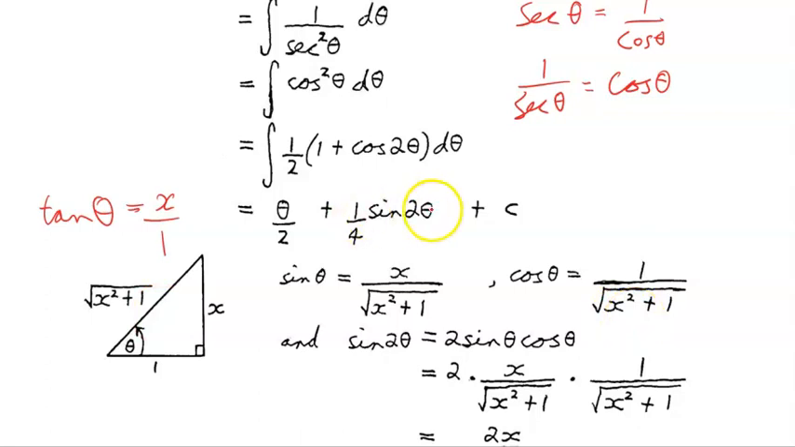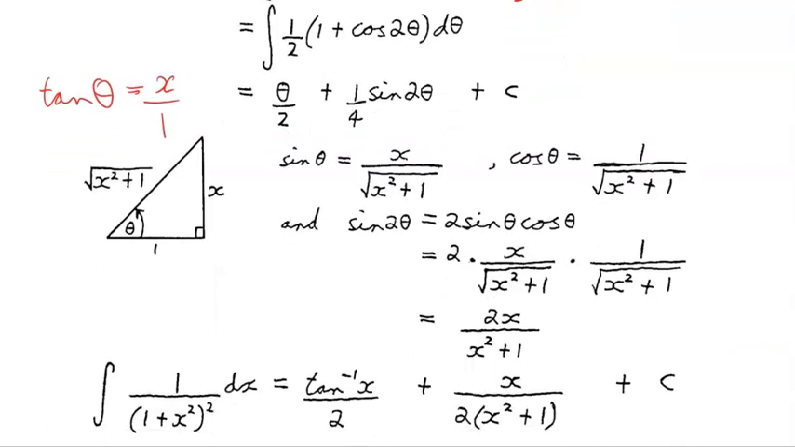Our sine 2 theta term can now be written as 2 times sine theta cos theta, so that's 2 times x on the square root of x squared plus 1, times 1 on the square root of x squared plus 1. Simplifying that down gives us 2x over x squared plus 1. Now tan theta is x, so theta is inverse tan of x. And so our theta on 2 becomes inverse tan x on 2. The second term, 1 on 4 times sine 2 theta, becomes x over 2 times (x squared plus 1). The 2x disappeared and became x because we had a factor of 4 here.